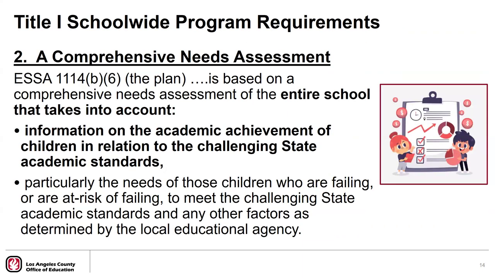So the second requirement is a comprehensive needs assessment. Once the district determines that the school is ready, then the school will begin the process of the comprehensive needs assessment. And here, the comprehensive needs assessment takes into account the entire school's information on the academic achievement of all students in relation to the state academic standards. And it takes an even deeper look at the needs of the failing or at-risk failing students.